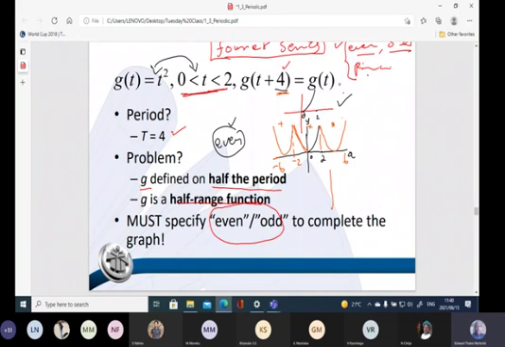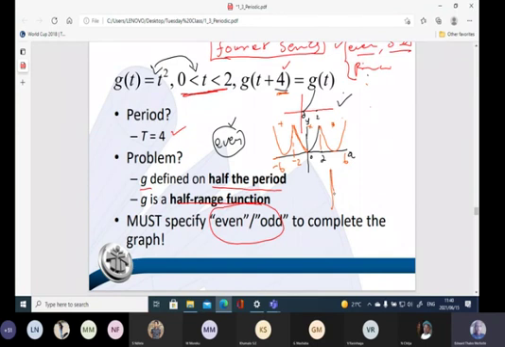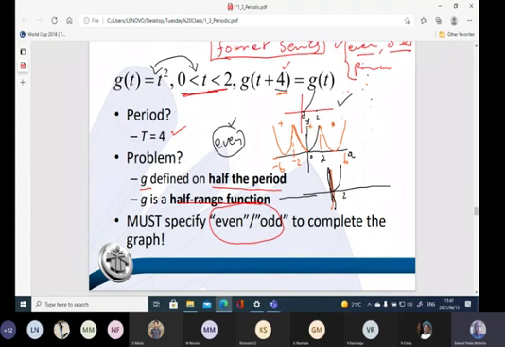If they want an odd one, they tell you that they are looking for an odd function. I wanted a different color. If they are looking for an odd function, you have already plotted from 0 to 2. This is the function. Now you want to plot the odd one. So you can clearly see that you'll plot the same one, but it must be symmetrical about the origin.